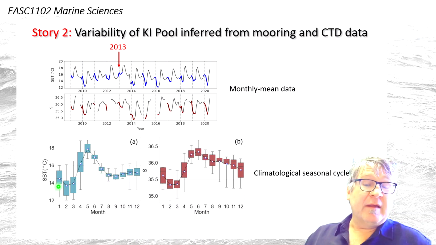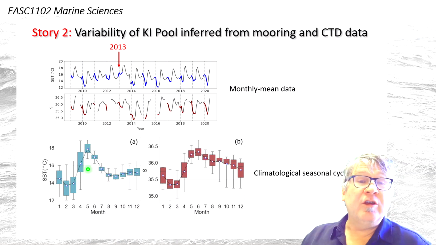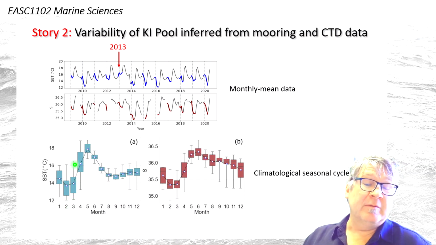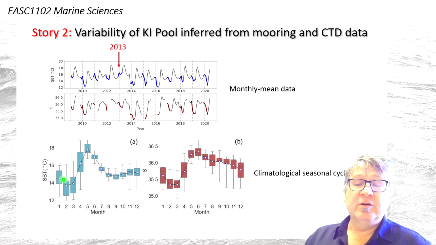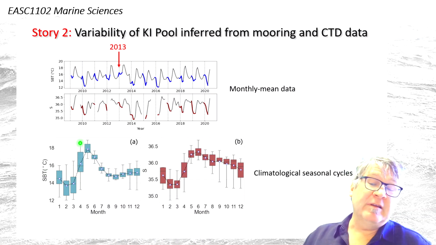Anyway, okay, you can see that the Kangaroo Island pool starts to form in January, February, and March. It's there. There's a huge variability. Sometimes it's strong, sometimes it's weak. You can see from the absolute range. Okay, and in April there's a big change.